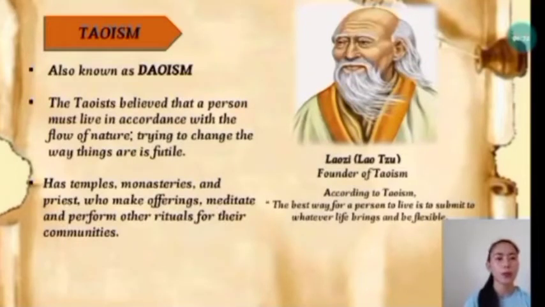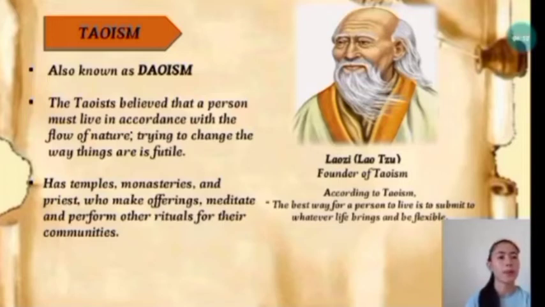Taoism, also known as Daoism. The Taoists believe that a person must live in accordance with the flow of nature. Trying to change the way things are is futile. It has temples, monasteries, and priests who make offerings, meditate, and perform other rituals for their communities. The founder of Taoism is Lao Tzu.